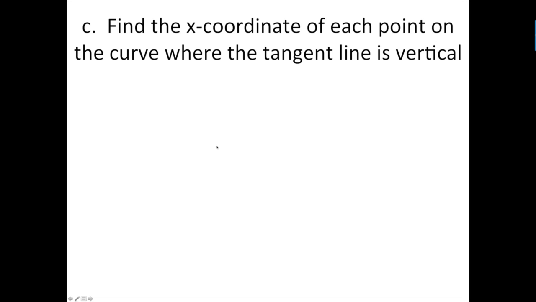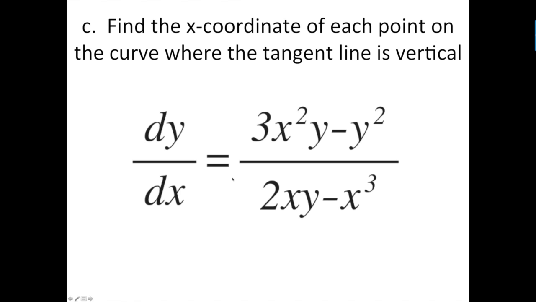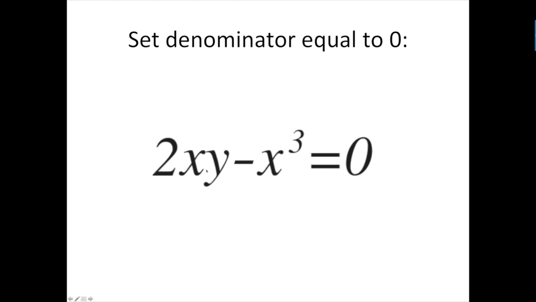All right, so here is the third and final piece of this problem that I'm walking you guys through, and it's asking us to find the x-coordinate of each point on the curve where the tangent line is vertical. Once again, we're just going to have to take a look at our dy over dx equation. Since we know that the line is vertical, we can set dy over dx's denominator equal to 0.